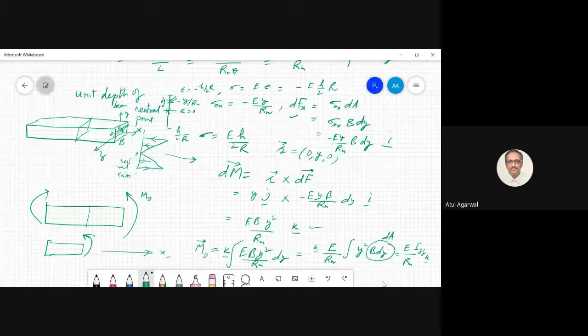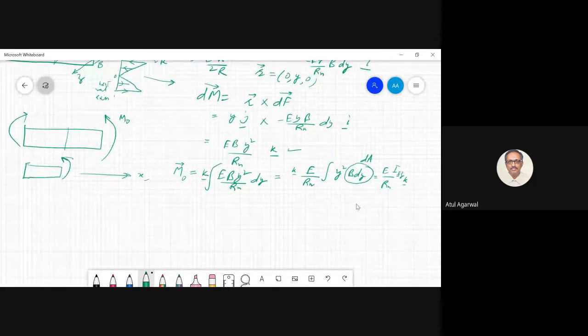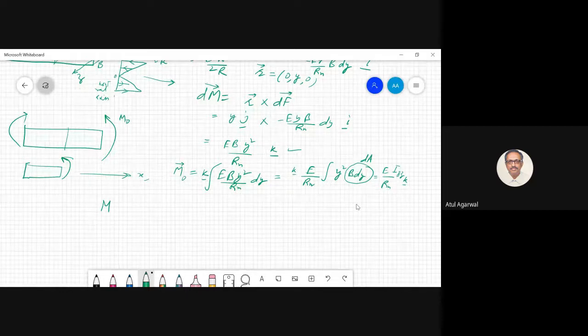So we'll get to its details again. So what you get, M naught is equal to this moment. M is equal to EI by R neutral. Now you see this moment is resulting from these stresses, and there is an external moment here, M naught.